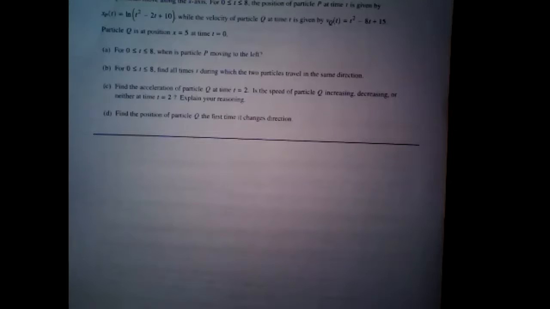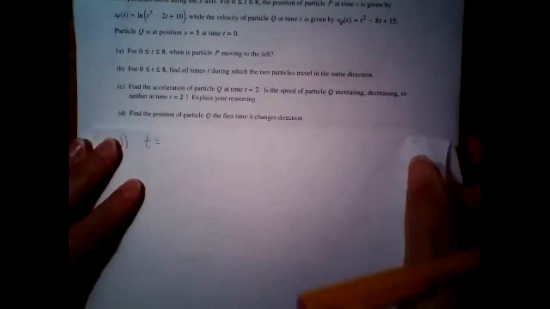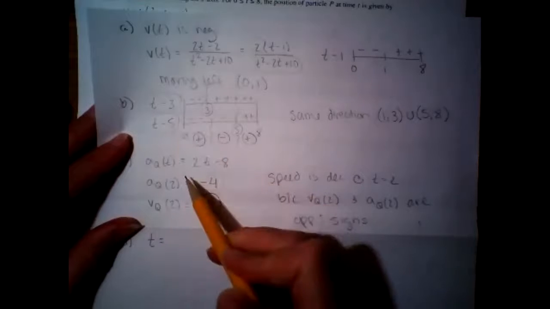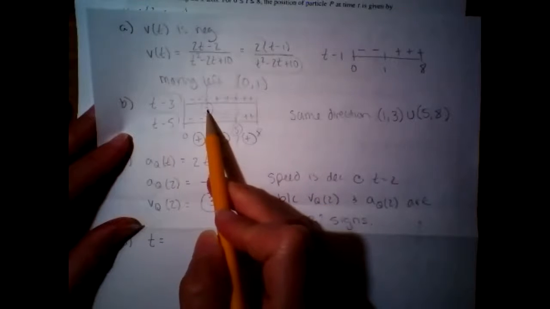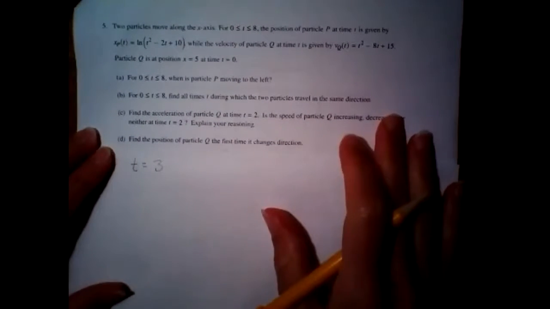All right, and then letter D, find the position of particle Q the first time it changes direction. First let's figure out what time that is. Particle Q, when we factored that velocity, we got t minus 3 and t minus 5. So the first time that it changes direction is at time 3. It goes from a positive direction to a negative direction. So time 3 is the time that we're talking about. And it says find the position of particle Q at time 3. That's the first time it changes direction.